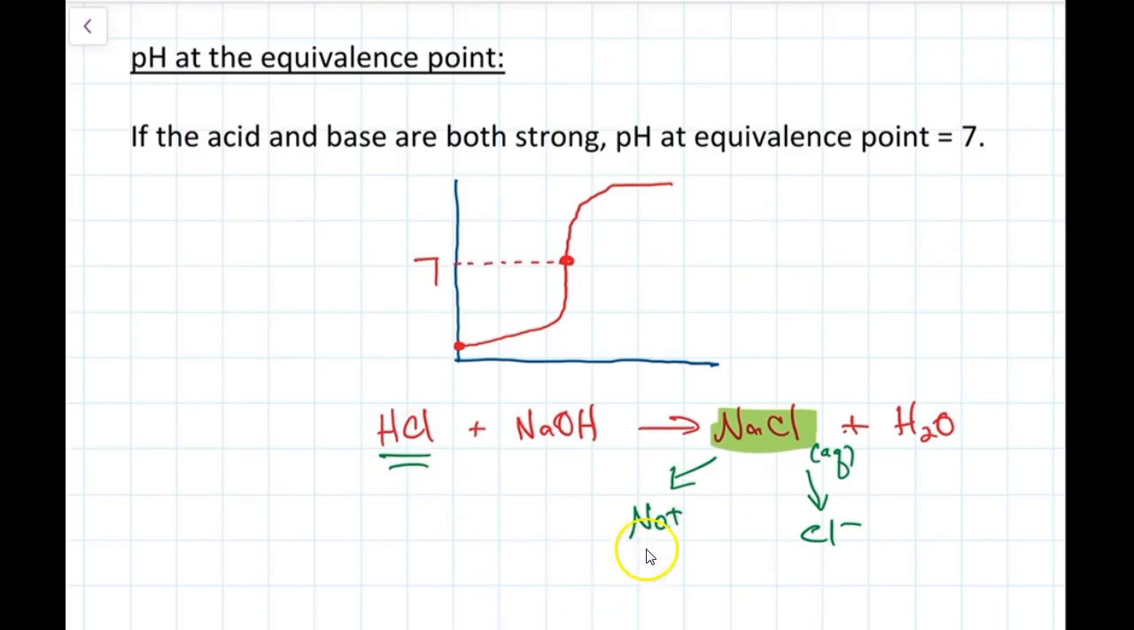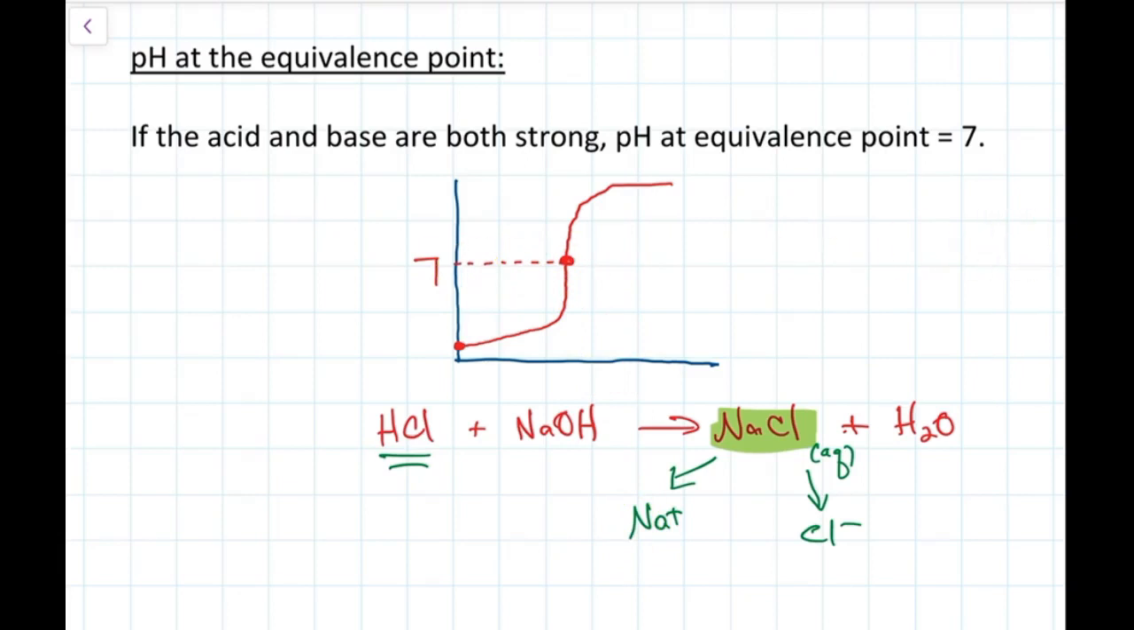So we have sodium that doesn't give or lose hydrogens, and we have chloride that really doesn't either, even though technically it could act as a base. So what that means is we have a salt, sodium chloride, floating around in water, and none of this is going to lead to that solution in the flask having a pH that's acidic or basic. In other words, we don't really have anything to act as an acid or a base when we're at the equivalence point, so the pH is 7.